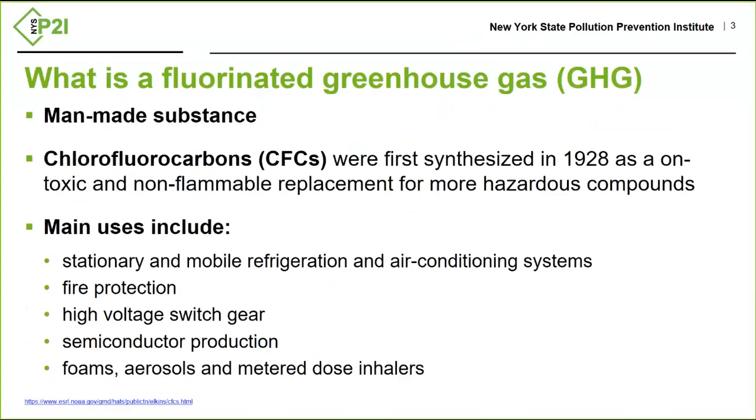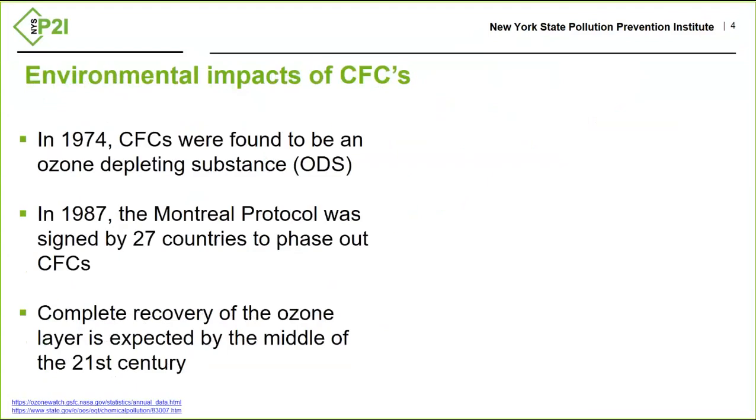So fluorinated greenhouse gas is a man-made substance. Chlorofluorocarbons, or CFCs, were first synthesized in 1928 as a non-toxic and non-flammable replacement for more hazardous compounds. There were other compounds used at that time for refrigeration, but these compounds reduce the hazards associated with the other ones, and now we know that we introduced problems at that time. Their main uses include stationary and mobile refrigeration and air conditioning systems, fire protection, high voltage switchgear, semiconductor production, foams, aerosols, and metered dose inhalers. We're going to be focusing on the refrigeration side of the applications.